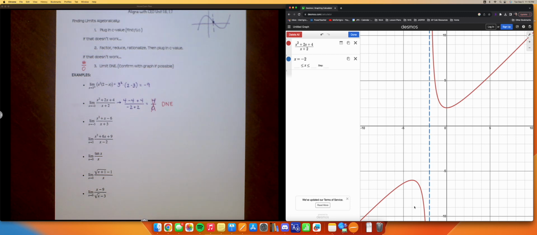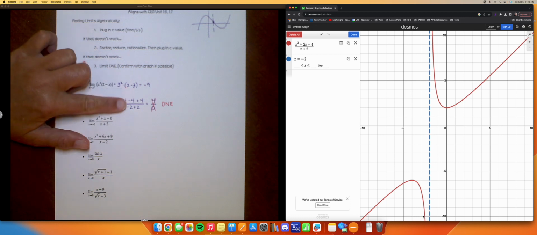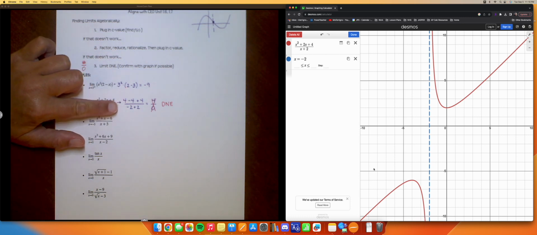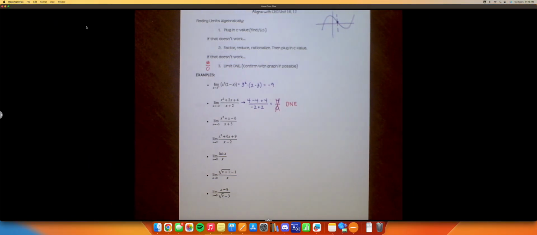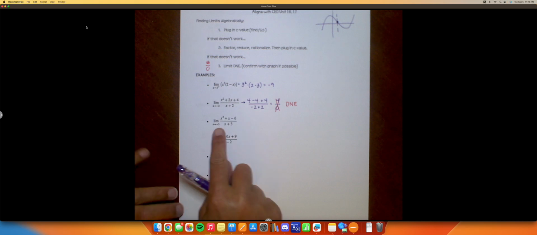One direction is heading to positive infinity, one direction is heading to negative infinity, and so that's why I have a limit that does not exist. Okay, let's take a look at the next one then. So in the next one I can already tell I've got that same kind of situation going on here.